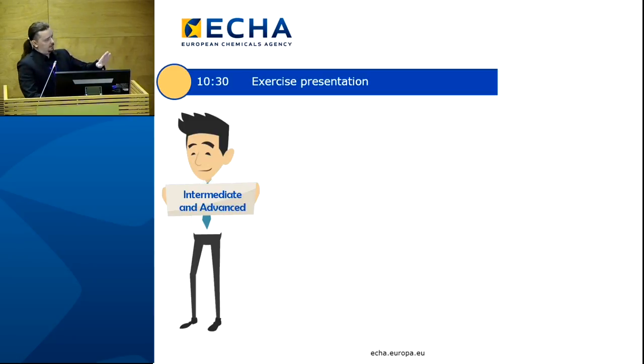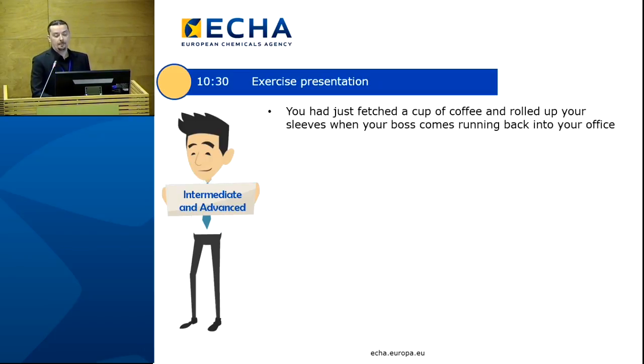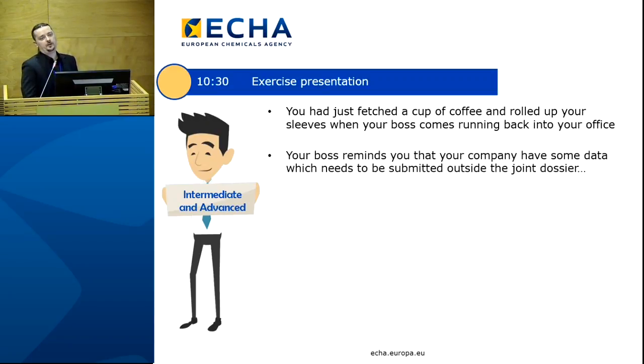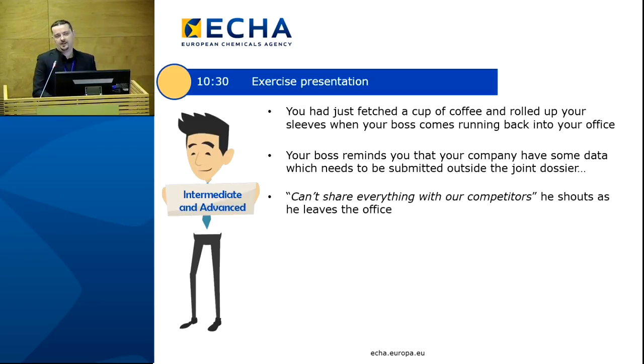So now you can hold on. Now I'm talking to the other side of the room. This is the intermediate and advanced section of the exercise. You have just fetched a cup of coffee, rolled up your sleeves, and started working, and then your boss comes running back into your office again. He reminds you that your company has some data that needs to be submitted outside of the joint submission. You can't share everything with your competitors, he shouts, and then he leaves your office.